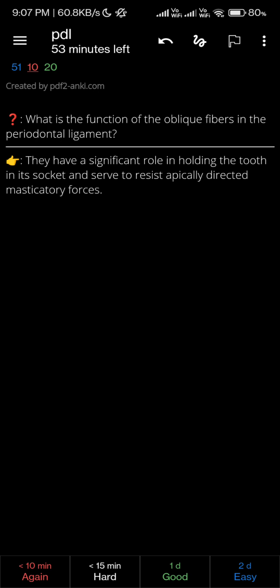So what is the function of the oblique fibers in the periodontal ligament? They resist apically directed tooth displacement against apically directed masticatory forces, and they have a significant role in holding the tooth in the socket.